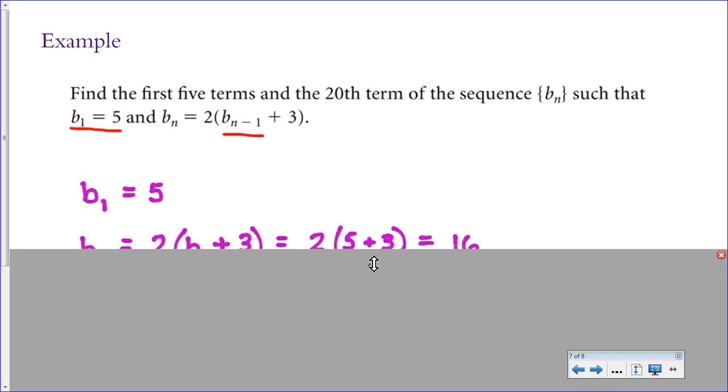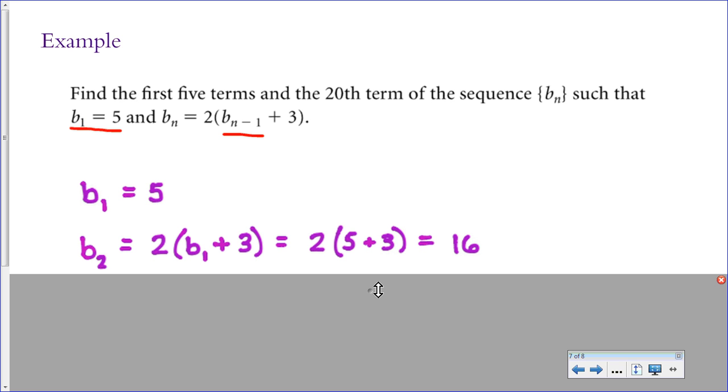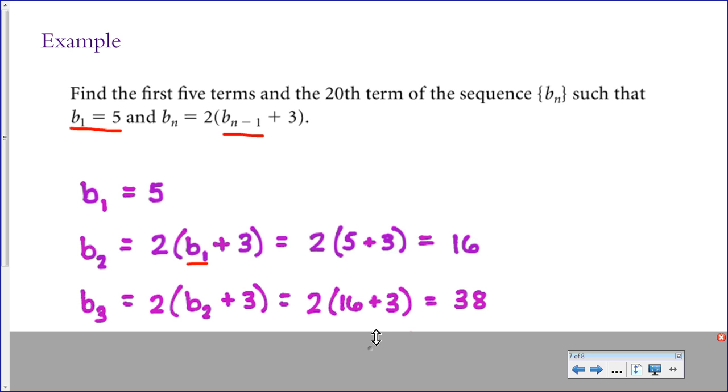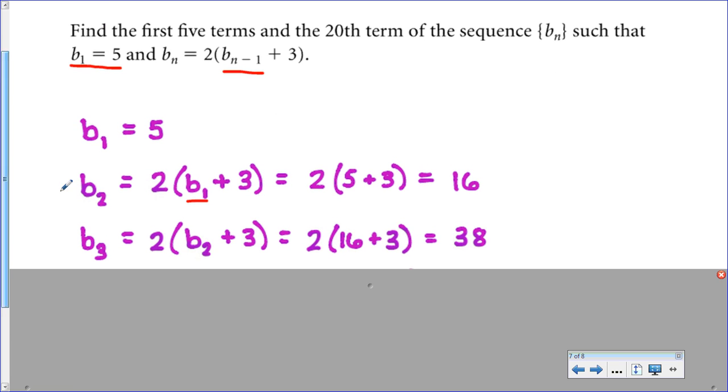To get our second term then, we're going to plug it into the formula, which says 2 times the previous term plus 3. So I wrote it out as 2 times b sub 1 plus 3. And now b sub 1 equaled 5, so then you plug in 5 to the formula. And the value of the second term comes out to 16. Now we're going to use that 16 in the next step. So to get the third term, we have to plug in 16. And that comes out to 38.